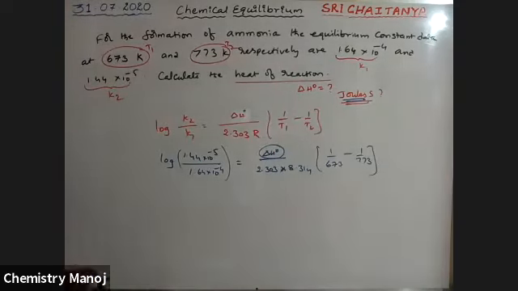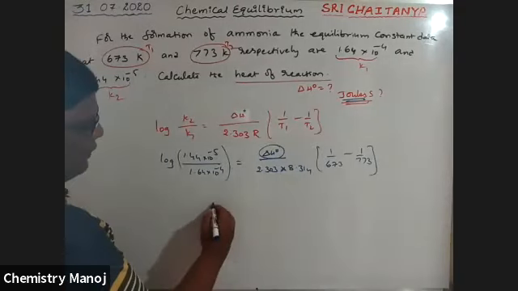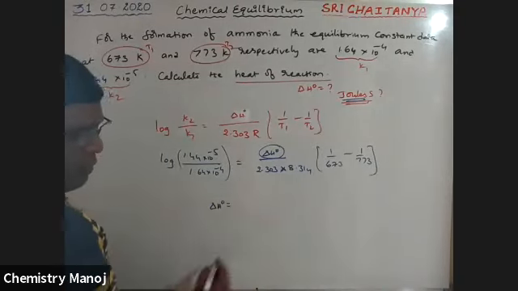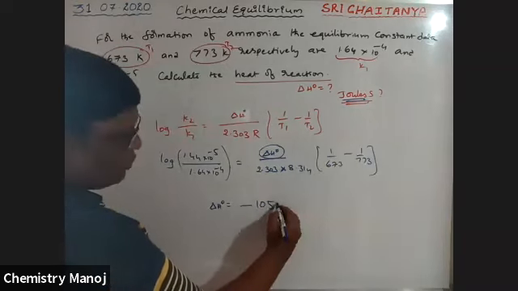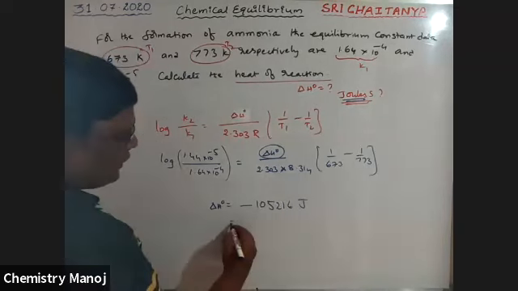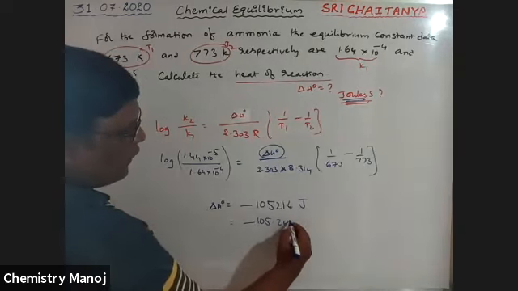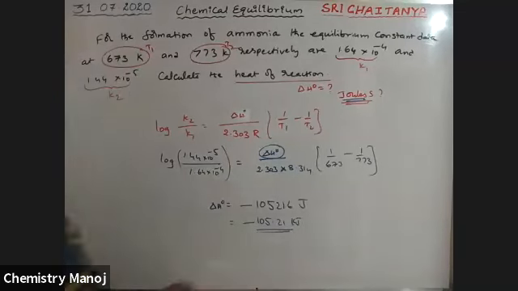So this is the way to do the problem. The ratio values will be given at the time of the exam, so please use those values. Finally, I got the answer: delta H naught is equal to minus 105.216 joules, that is minus 105.21 kilojoules. The calculation is a little bit difficult, so try to solve it yourself.